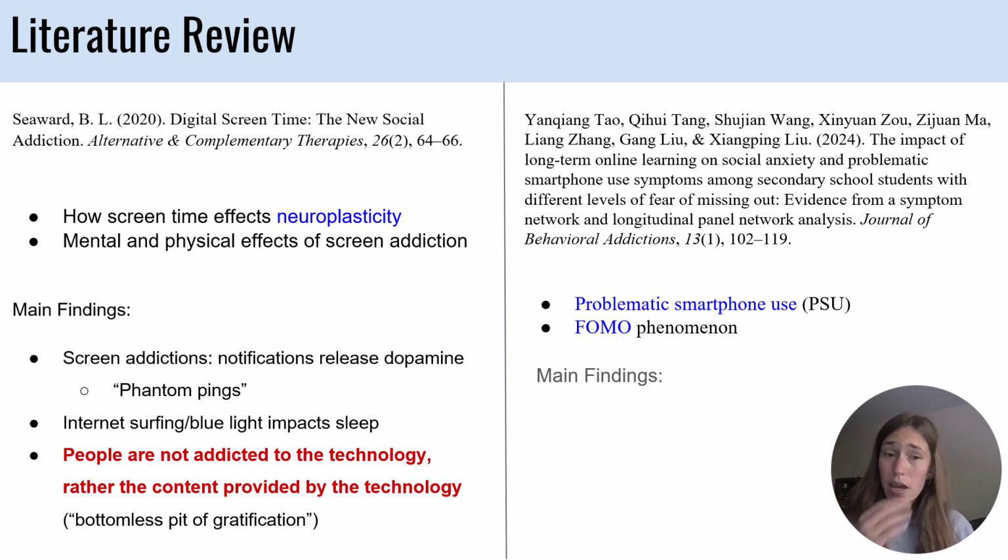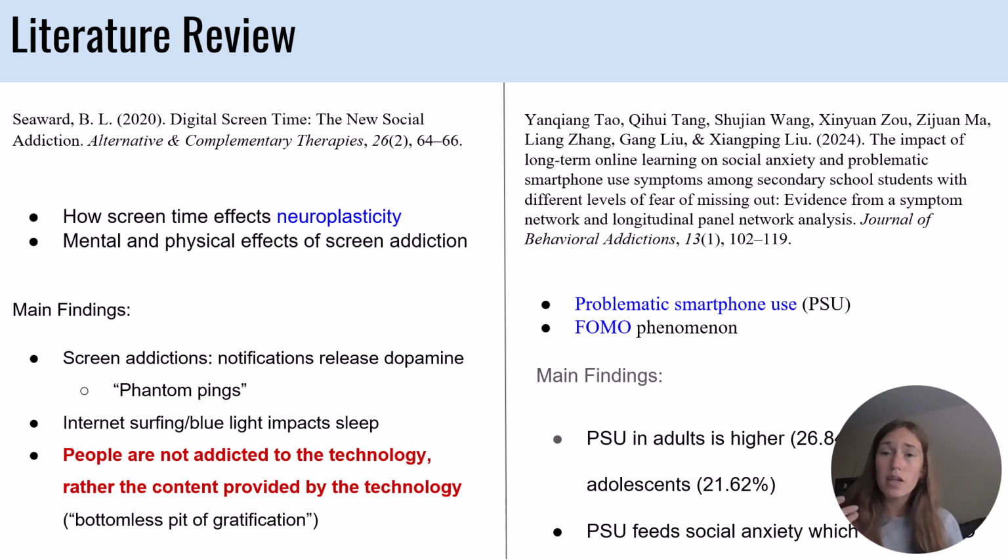So the article on the right, missing what people are experiencing, is FOMO. So FOMO stands for fear of missing out. It's a very real phenomenon in young adults and adolescents, but it does tie into problematic smartphone use. So how do these two things impact long-term online learning? How do they feed into social anxiety and just impact student performance? So problematic smartphone use, PSU, it's a little bit higher in adults and adolescents, but they still hurt learning. They are still very detrimental to student performance.